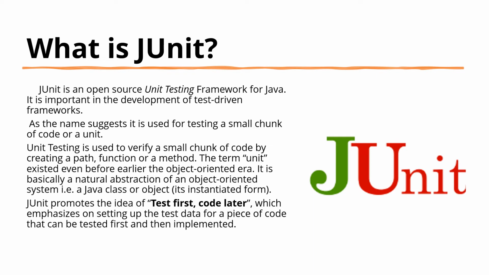The term unit existed even before the object-oriented era. It is basically a natural abstraction of an object-oriented system, that is a Java class or object, its instantiated form. JUnit promotes the idea of test first, code later, which emphasizes setting up the test data for a piece of code that can be tested first and then implemented.